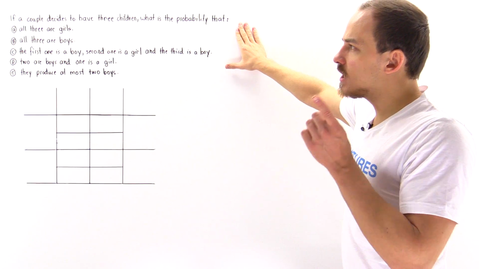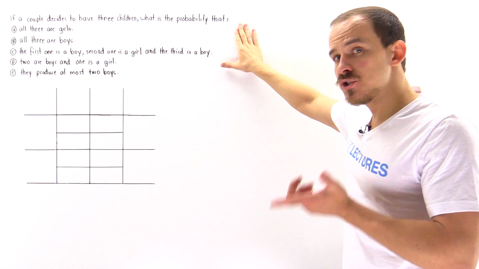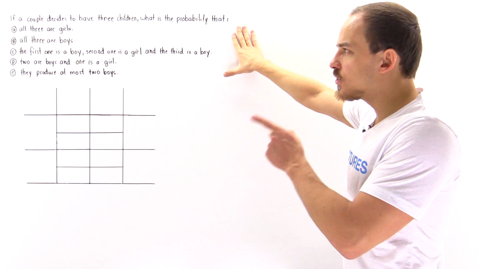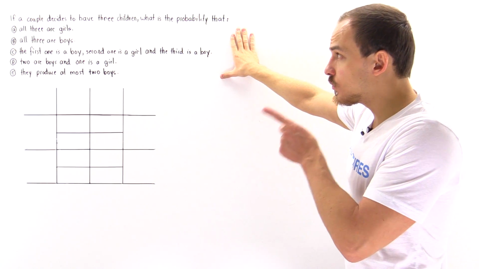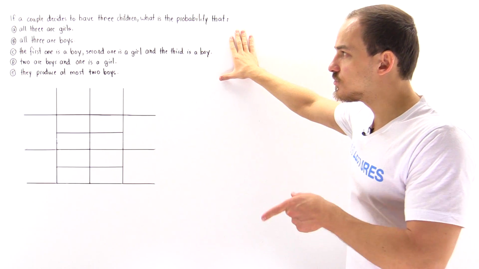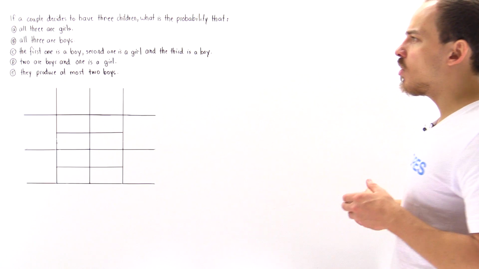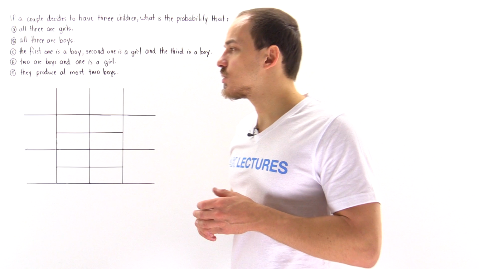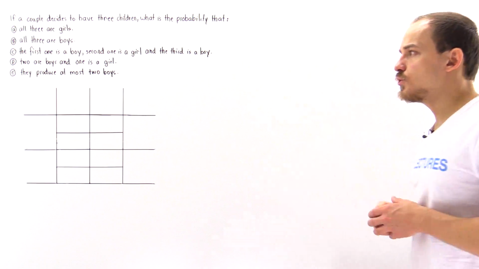So if a couple decides to have 3 children total, what is the probability that A, all 3 are girls, B, all 3 children are boys, C, the first one is a boy, the second child is a girl, the third one is a boy, D, 2 of them are boys and 1 of them is a girl, and E, they produce at most 2 boys.